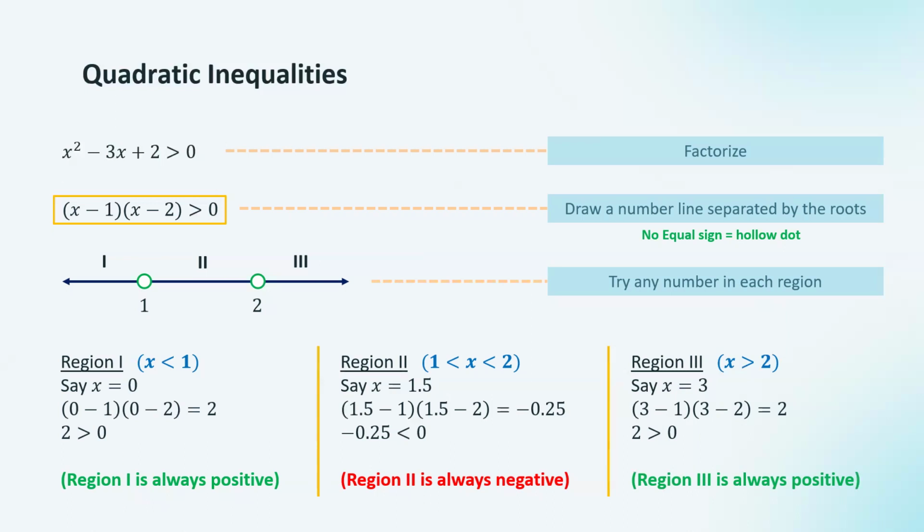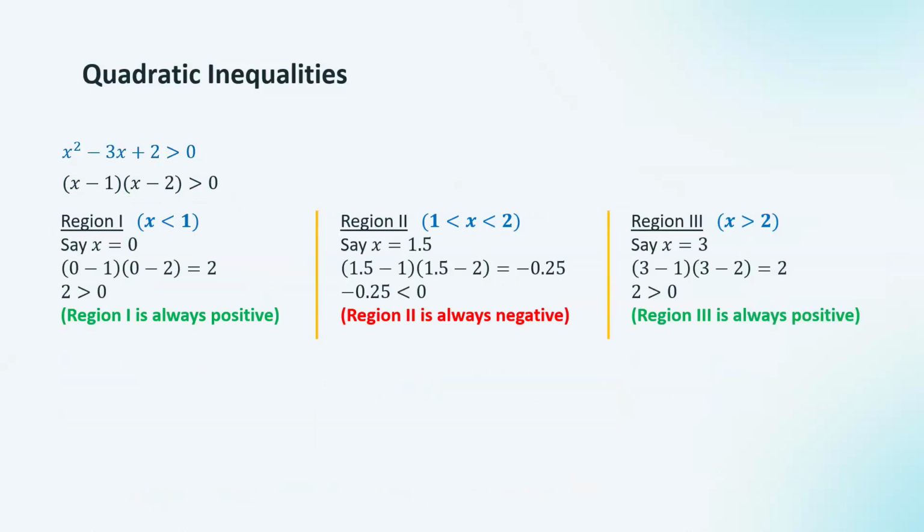So in this case, we know that we have to test the numbers in each region. After testing, we can update the number line. So we update the number line like this. We know that the multiplication result in region 1 is always positive, right? So we can write a positive sign. And then for region 2, it's always negative. So we can write the negative sign. For region 3, it's always positive. So we can write the positive sign.